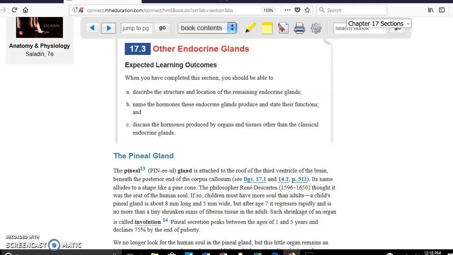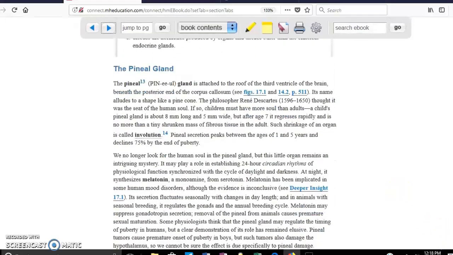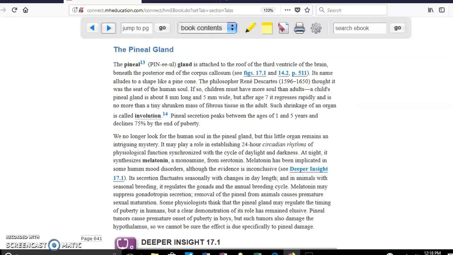Okay, the next topic is other endocrine glands. So the first one we have in here is the pineal gland. The pineal gland releases a hormone called melatonin. Melatonin is going to help us with the circadian rhythm, which basically establishes the 24 hours of a day that tell us, time to sleep and time to be awake. Most everybody agrees that that's the function of the pineal gland.